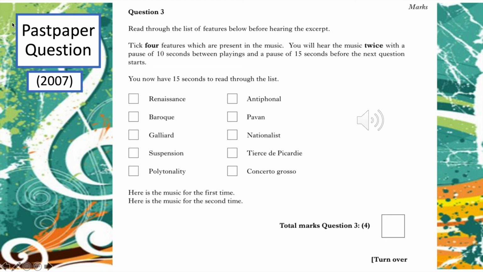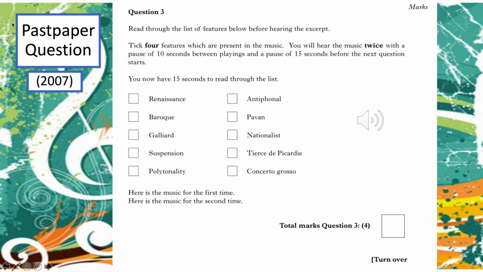We've got suspension, which we talked briefly about before, where we have this kind of almost dissonance, which then resolves to consonance, or one note of the chord kind of dangles above it and then resolves to the right note. We've then got polytonality, which is obviously used in 20th century music when we have 2 different tonalities going at the same time, or multiple different tonalities going at the same time, I should say. Antiphonal, which is our Chuckle Brothers, To Me, To You.